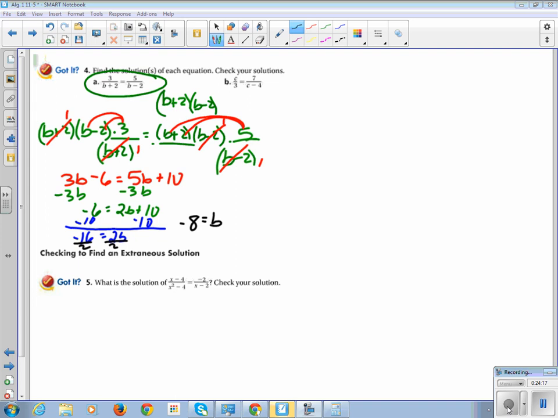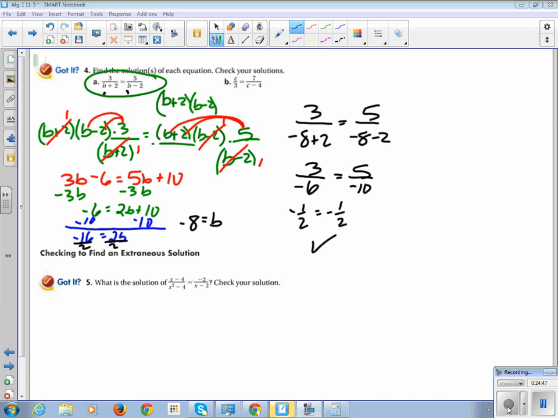Boom, let's check that, because it's what we do now, and that we're responsible. So we put negative 8 in for b, both here and here, and we get 3 over negative 6. We get 5 over negative 10. Negative 1 half is equal to negative 1 half.